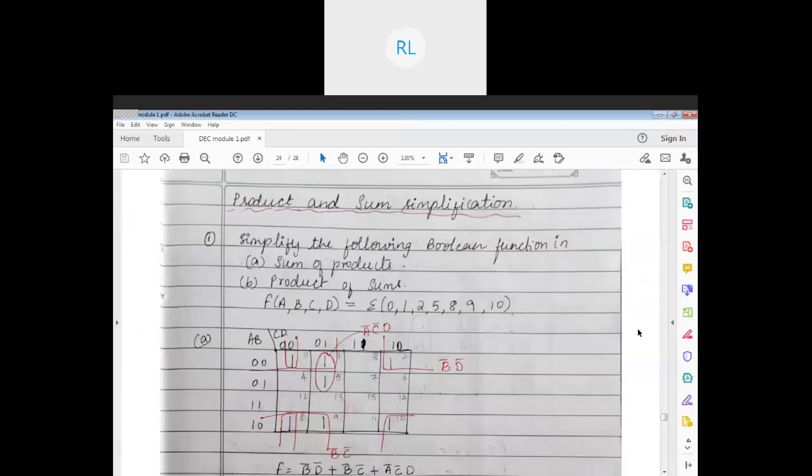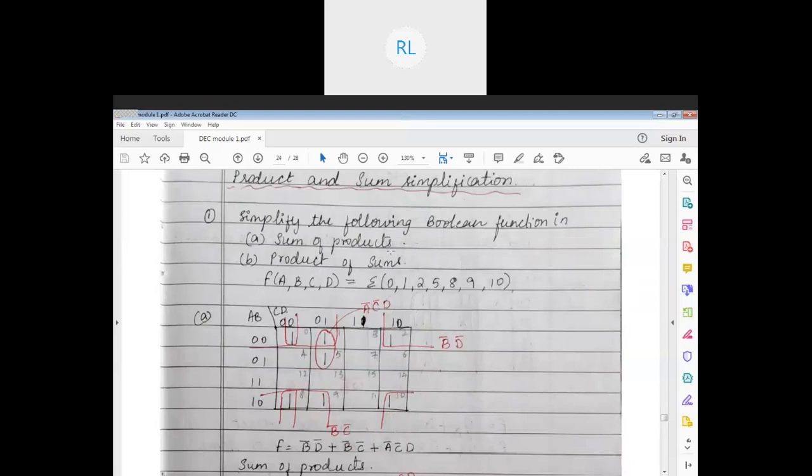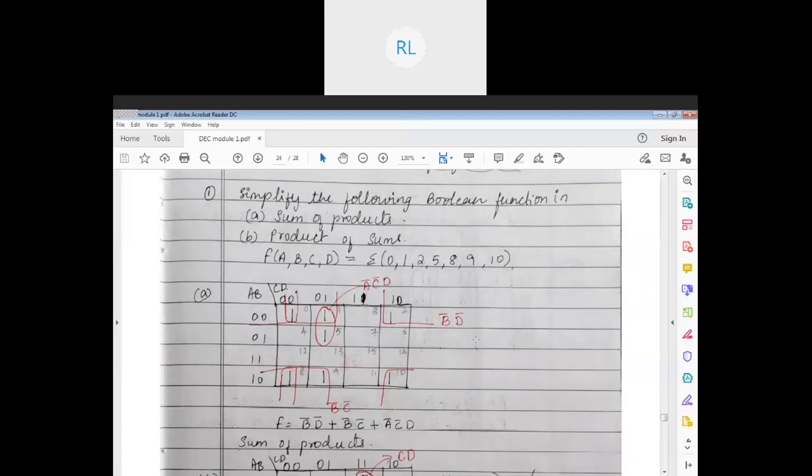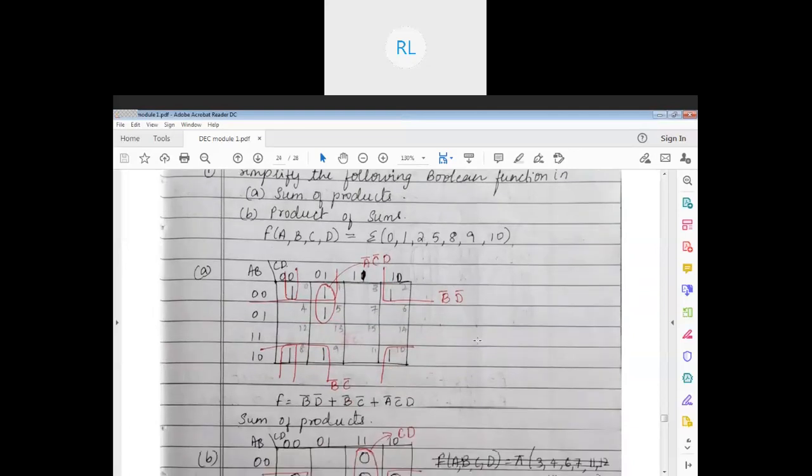so next discussion is going to be product of sums and some simplification. How do we simplify these functions? Simplify the following Boolean function in SOP form. Now I might give you a function, and I might tell you in SOP format you simplify it, or in POS format, product of sum format, you simplify it. So an equation is given, 0, 1, 2, 5, 8, 9, 10. So all the ones are filled in the squares.